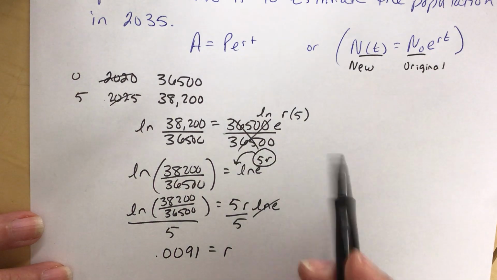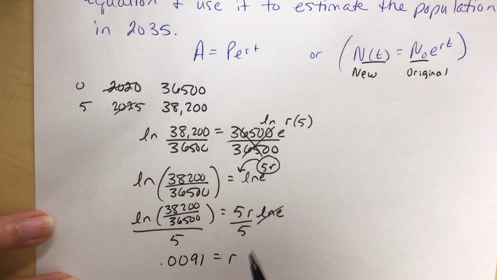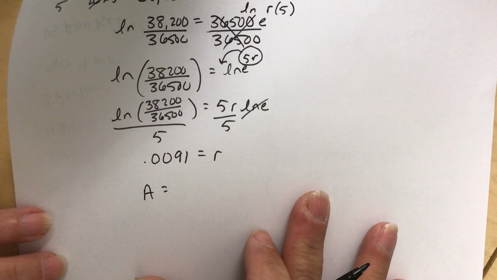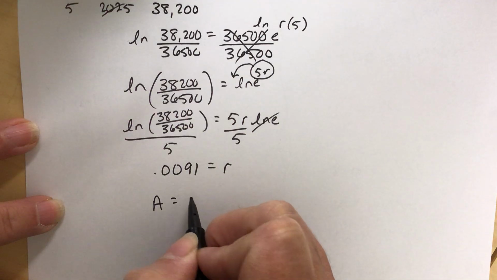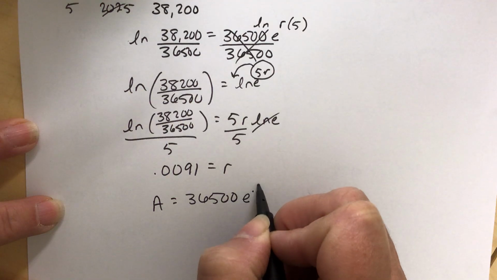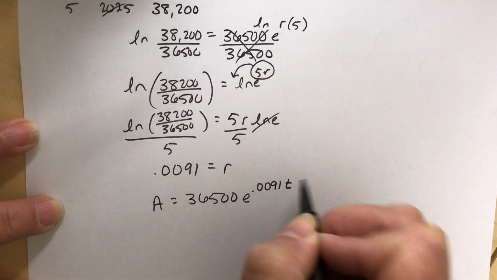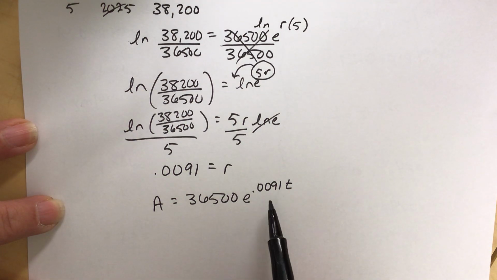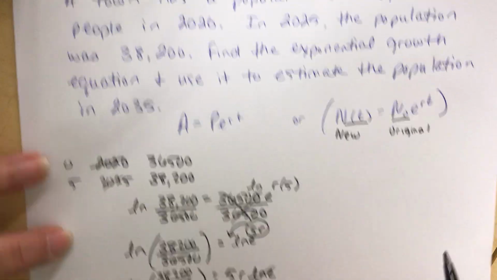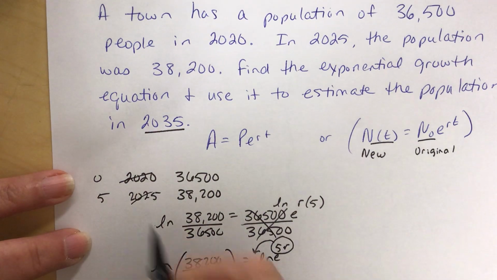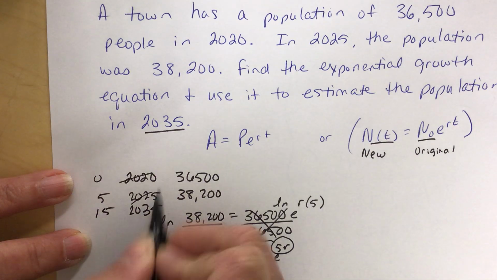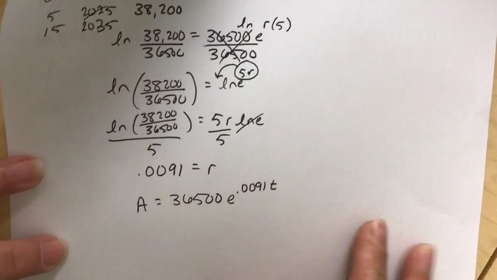Okay, so now I can plug that into this formula and say A, my new amount, is equal to my original amount, which is 36,500 people, times e to the 0.0091t, because I used my information to find that rate. So now I'm going to use it to estimate the population in 2035. Well, 2035 would be 15 years later. So I'm going to plug in 15.